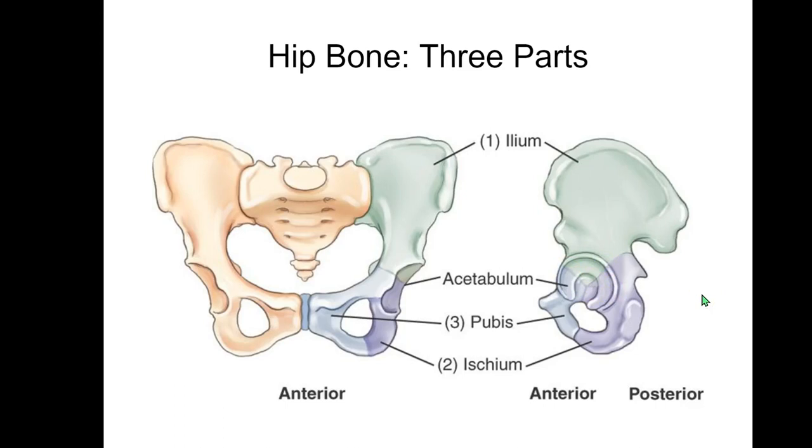The acetabulum is a deep cup-shaped cavity that articulates with the head of the femur, and that actually forms the hip joint. The ilium, which is the largest of the 3 divisions, is located superior to the acetabulum. So you can see the ilium here is the largest of the three bones, makes up the top of the acetabulum. The ischium is inferior and posterior to the acetabulum, and the pubis is inferior but anterior.